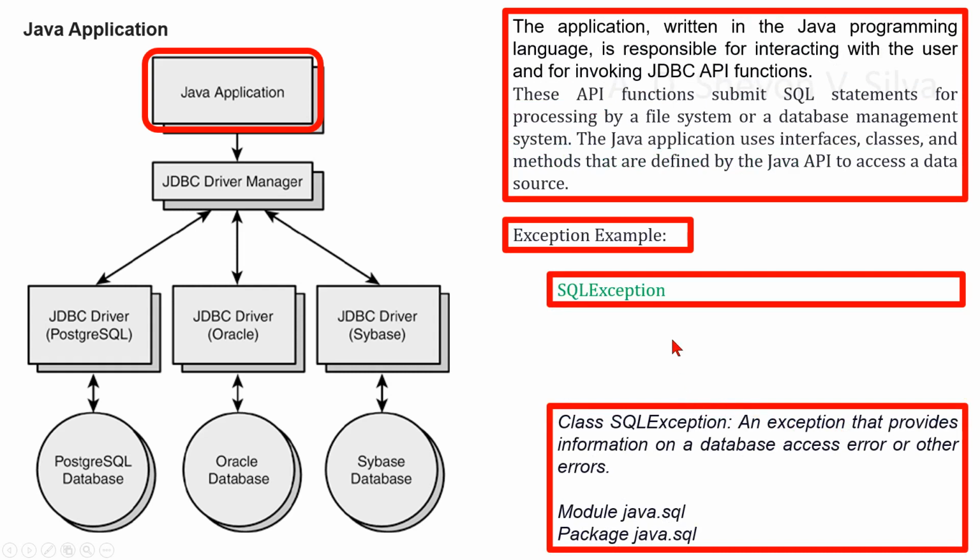As an exception example, we can consider SQL exception, the class SQL exception, an exception that provides information on a database access error or other errors. This is in the module java.sql and in the package java.sql.